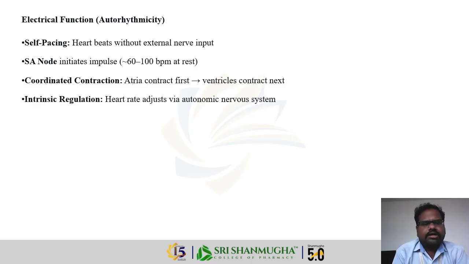And next, coordinated contraction. So first, how the heart will contract. Atria contract first, then the ventricles contract next. So first atrial contraction, then ventricle contraction. Then intrinsic regulation. So heart rate adjusts via the autonomic nervous system. So autonomic nervous system is what regulates the heart rate. There are two types of nervous system: one is the central nervous system and the other is the autonomic nervous system. The heart rate is mainly adjusted by the autonomic nervous system.